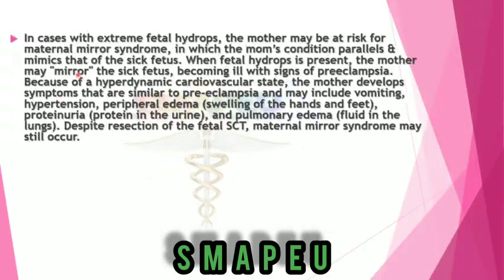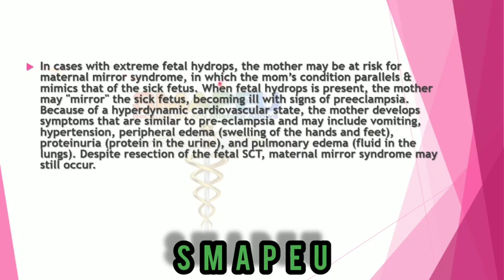Now let's discuss the case with extreme fetal hydrops, where the mother may be at risk for maternal mirror syndrome, in which the mom's condition parallels and mimics that of the sick fetus. When fetal hydrops is present, the mother may mirror the sick fetus, becoming ill with the signs of preeclampsia. Because of a hyperdynamic cardiovascular state, the mother develops symptoms similar to preeclampsia that may include vomiting, hypertension, peripheral edema, swelling of the hands and feet, proteinuria, that is protein in the urine, and pulmonary edema, that is fluid inside the lungs. Despite the dissection of a fetal sacrococcygeal teratoma, maternal mirror syndrome may still occur.